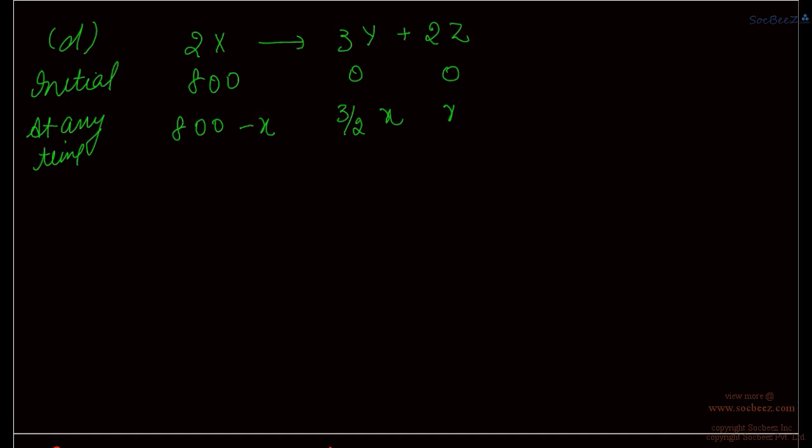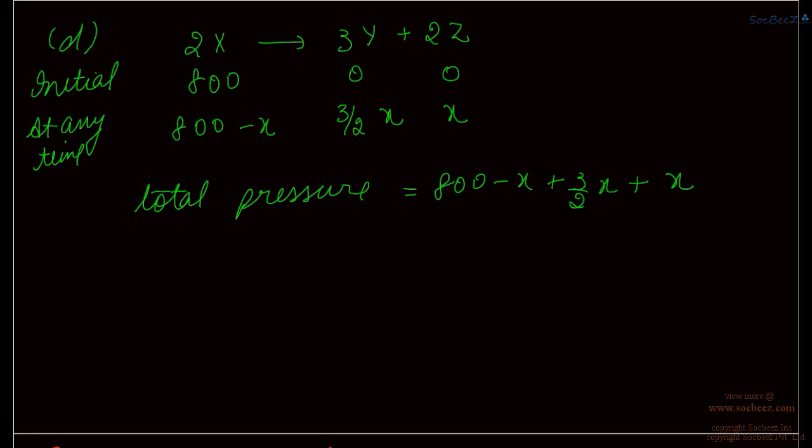At any time, pressure is 800 minus x. Here it is 3 by 2x, and here it is x. Okay, now total pressure equals 800 minus x plus 3 by 2x plus x. So here total pressure is 800 plus 3 by 2x.